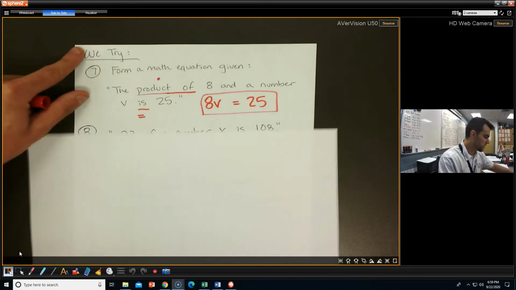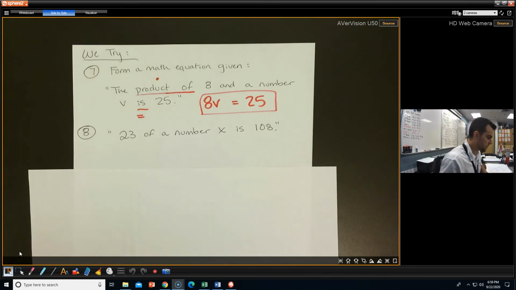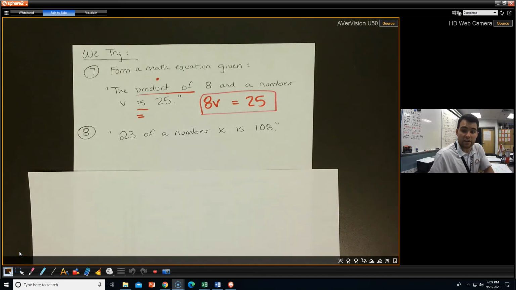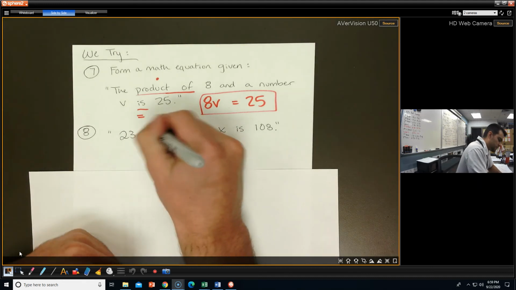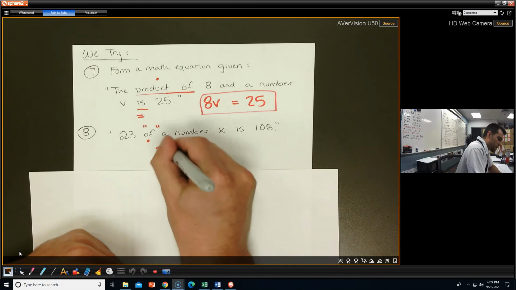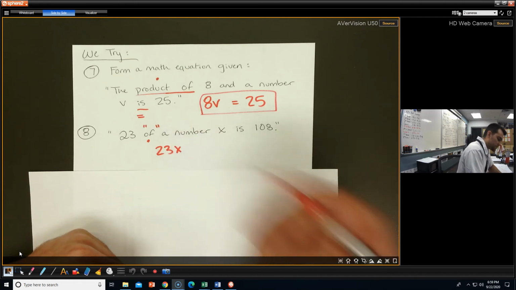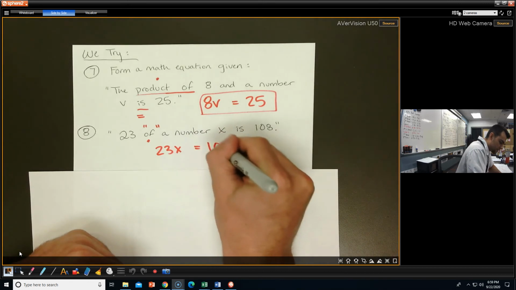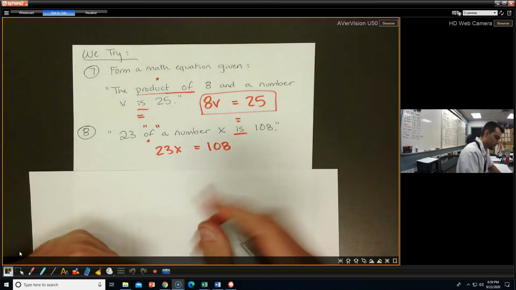Okay, let's see number 8. Speaking of 8, 23 of a number x is 108. Of means multiply. Okay, so we're multiplying again. So 23 times x is 108. Is again means equal. Okay, and we are done.